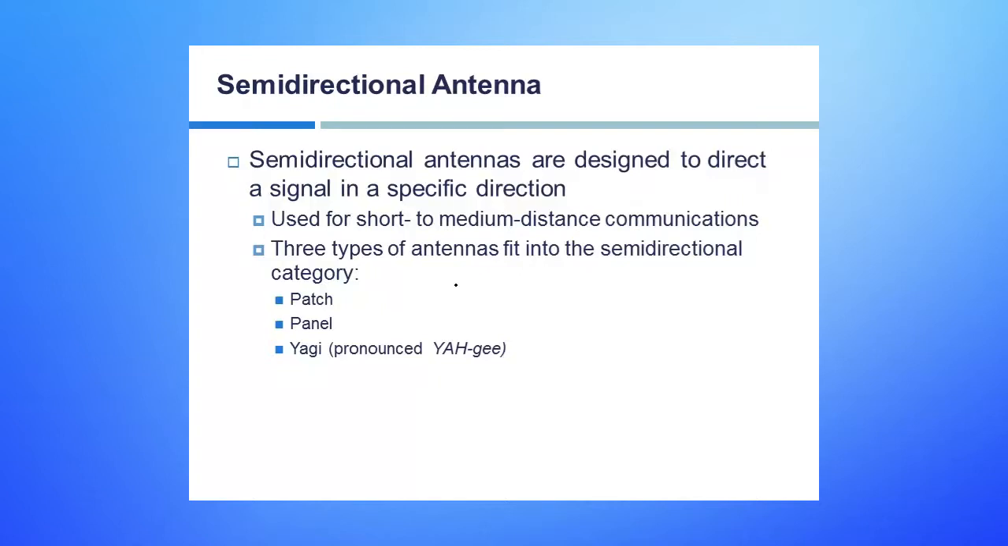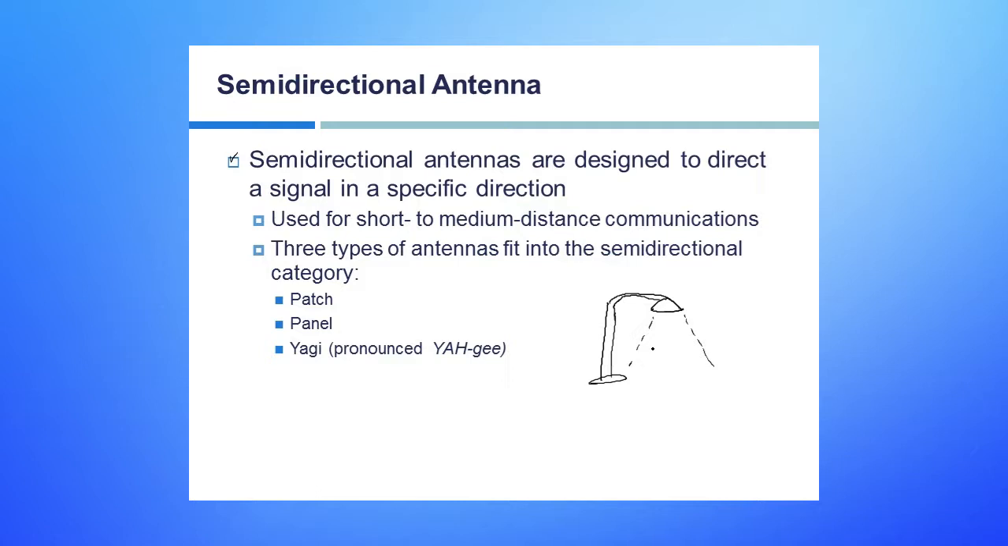Now, a semi-directional antenna, again, is trying to direct that signal in a specific direction. You might remember I made the example of this light pole, right, which has a pole out of the ground and then has a piece that hangs over and then has the light that shines down and covers a pretty good area, but it's certainly not omnidirectional.